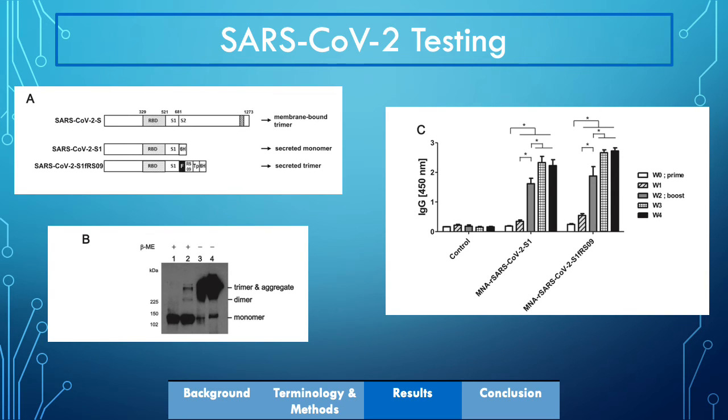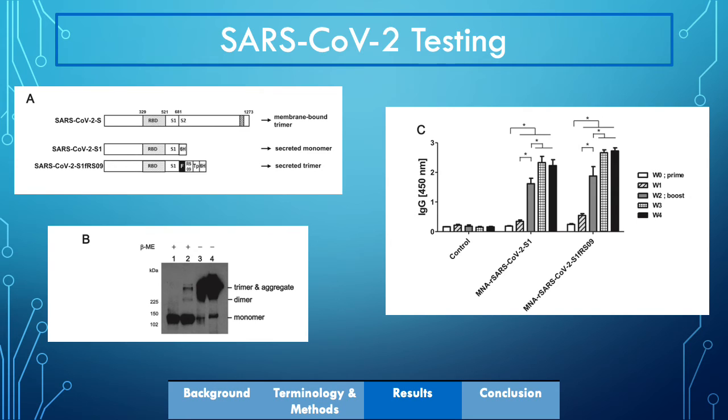Okay, and finally, the SARS-CoV-2 testing. Again, this is probably what everybody was waiting to hear. For SARS-CoV-2, they basically constructed the S protein, which you can see in figure A. It has a receptor binding domain right there. It's got the S1 and the S2 subunits. And when it's membrane bound, it's a trimer.